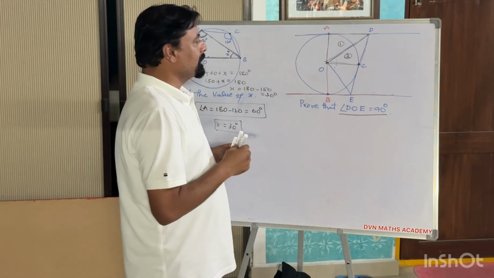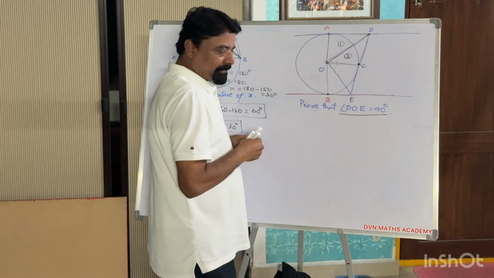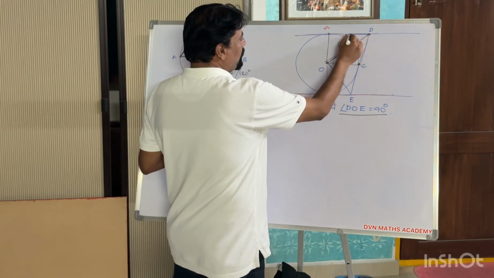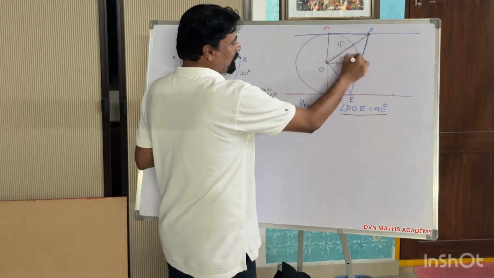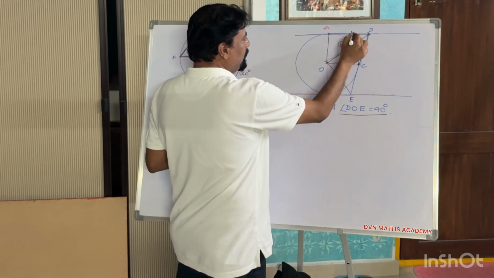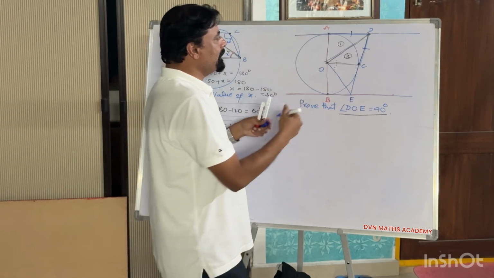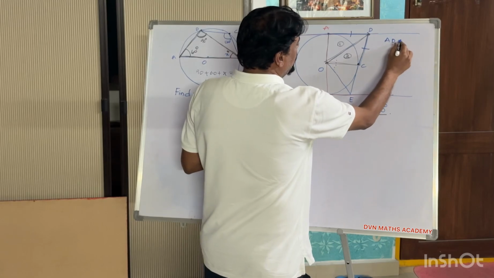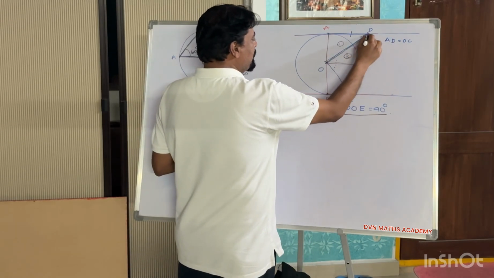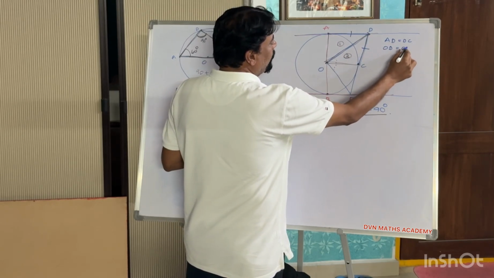The lengths of the tangents. For example, D is one of the external points to the circle. Through D, I have drawn two tangents. This is the first tangent and this is the second tangent. So by the theorem, these two are equal. I mean AD is equal to DC. And another thing is, this is common for both triangles, that is OD is equal to OD.